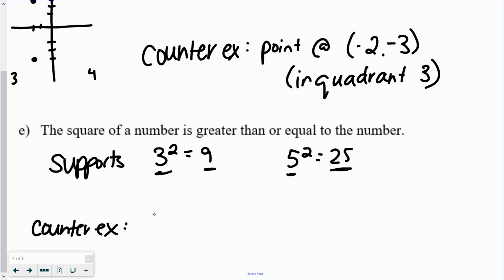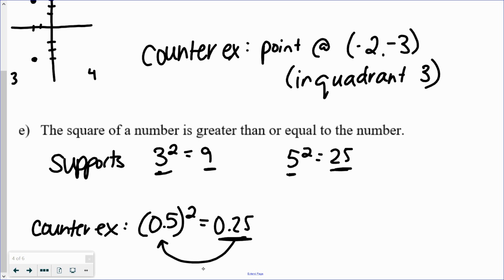would be if I took 0.5 and squared it. So try punching that into your calculator. 0.5 squared, it's actually equal to 0.25. Yikes, this number is not greater than that. So 0.5 is greater than 0.25.